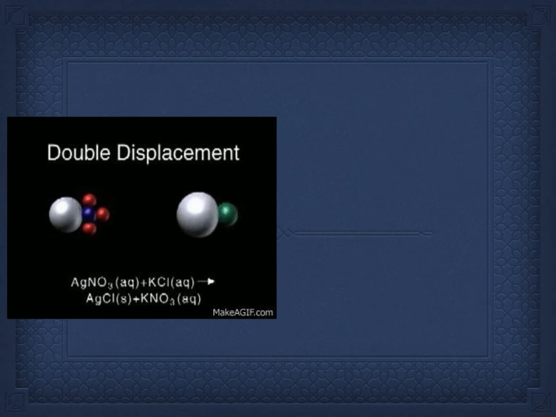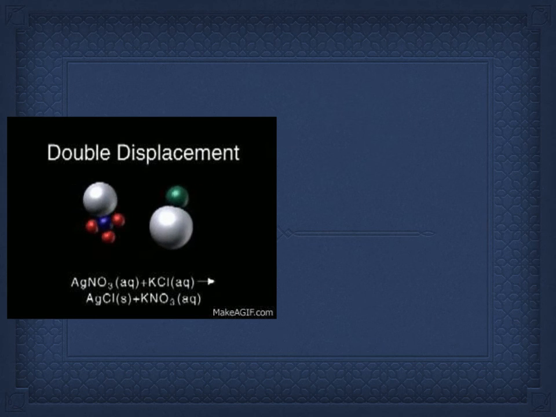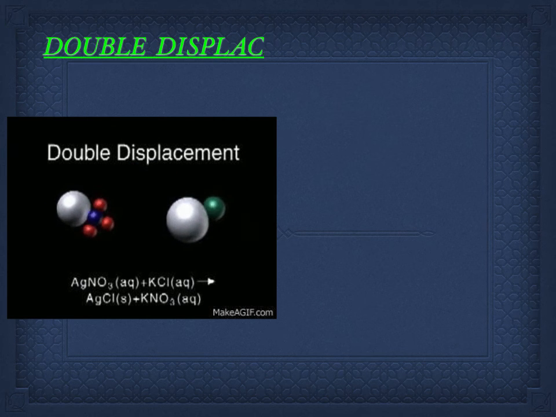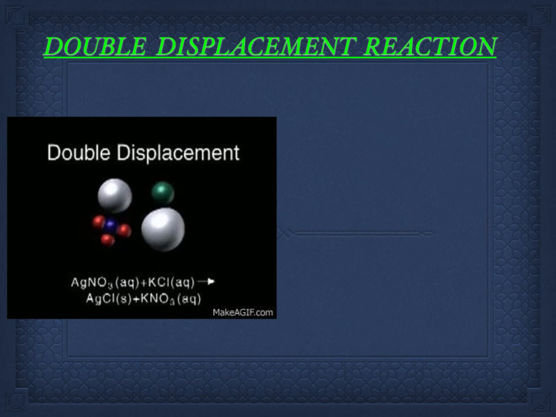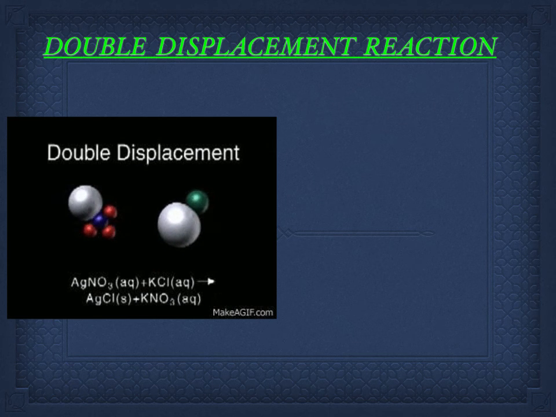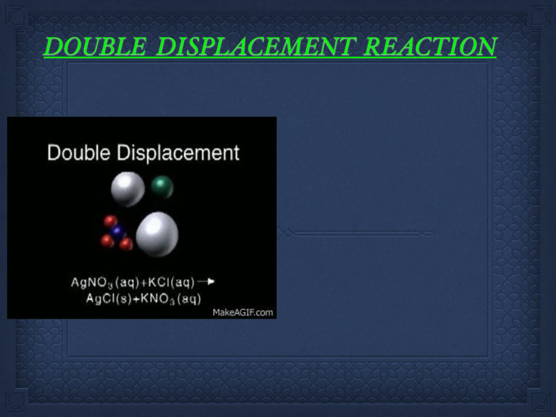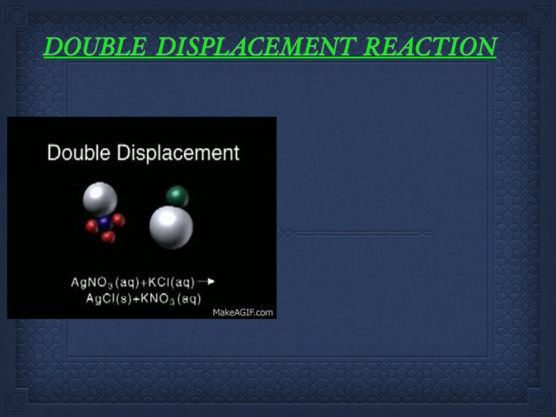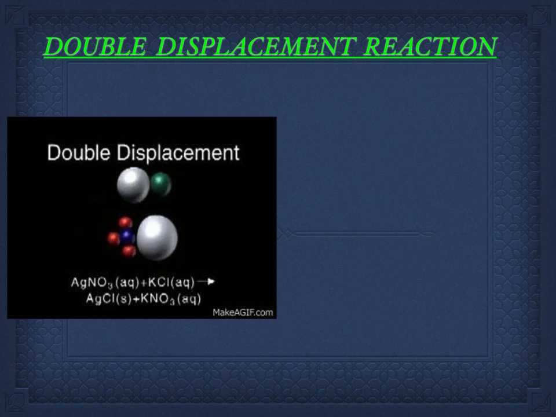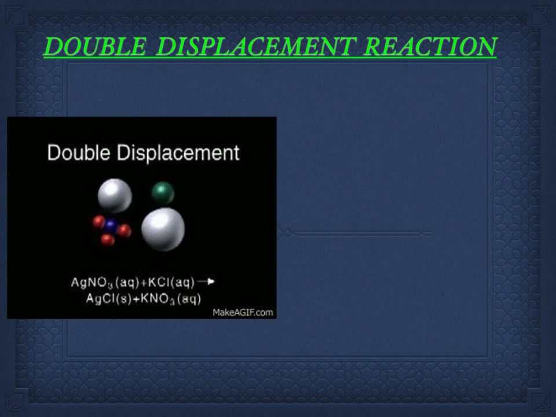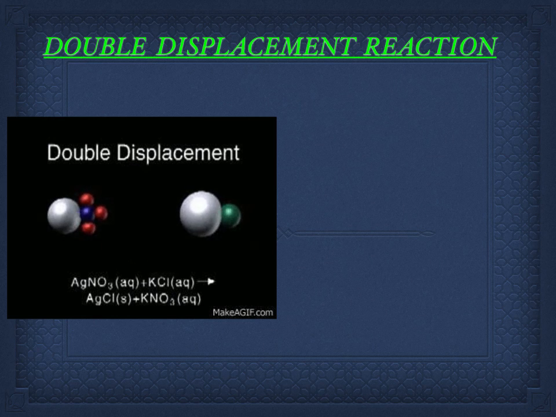Now we shall see the fourth type of reaction called double displacement reaction. The reaction in which the ions in the reactants are exchanged to form a precipitate is called double displacement reaction. As you can see, silver nitrate on reacting with potassium chloride forms silver chloride and potassium nitrate.